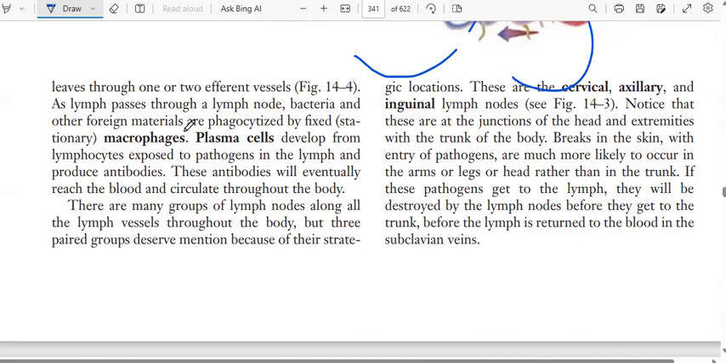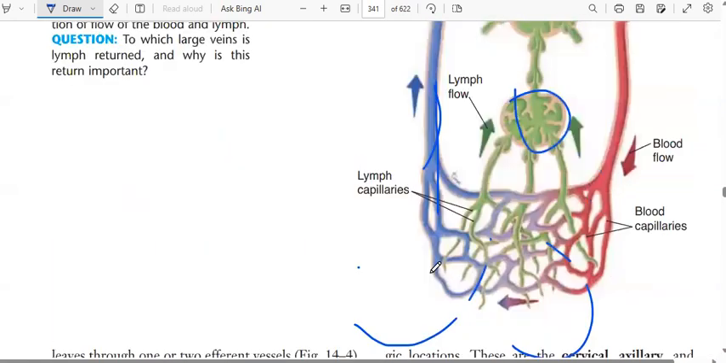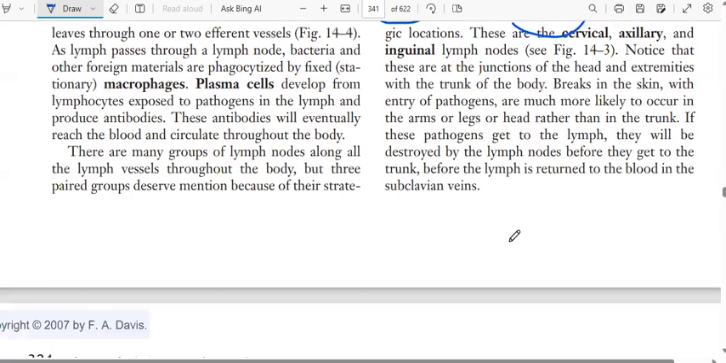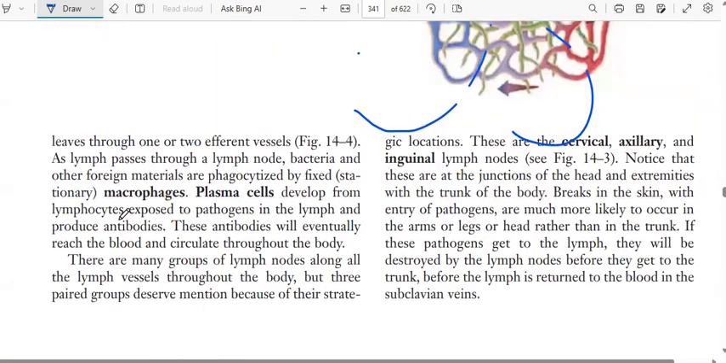As lymph passes through a lymph node, bacteria and other foreign material are phagocytized by fixed macrophages. So why do we have lymph nodes? The lymph will pass through that area, and everything will be checked there. Is there any pathogen? Is there any bacteria? If there is a pathogen, they will collect it. If not, the lymph fluid will leave from that area. So that is the reason we have lymph nodes.